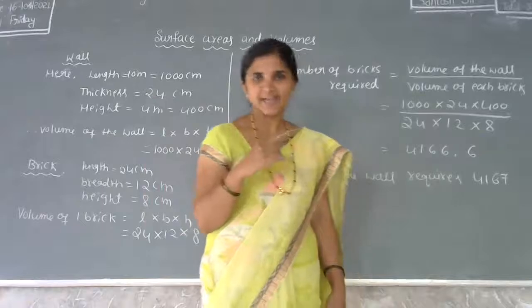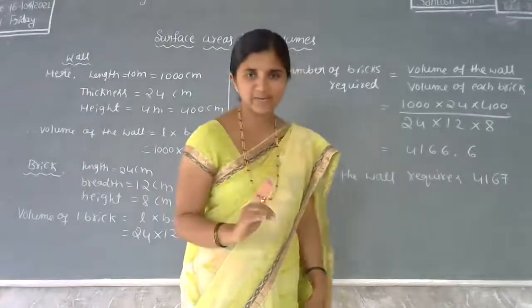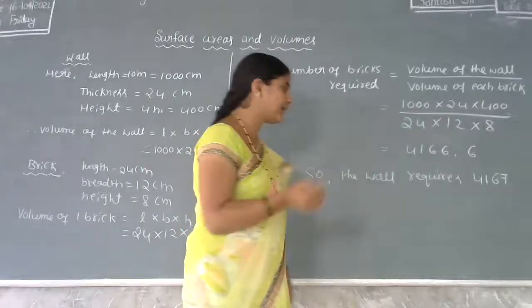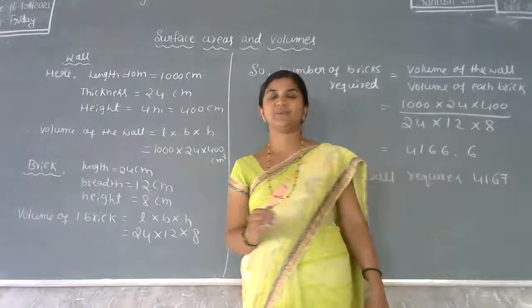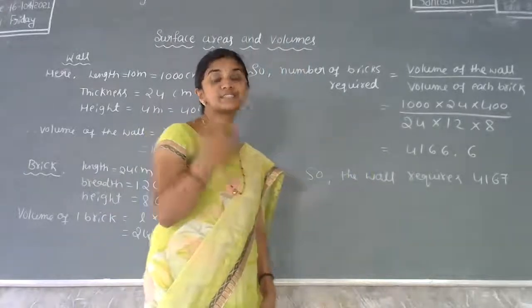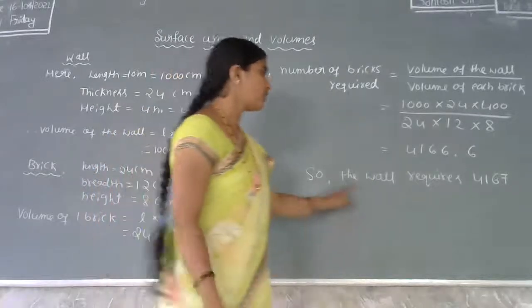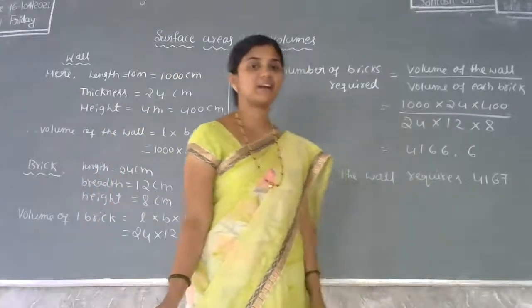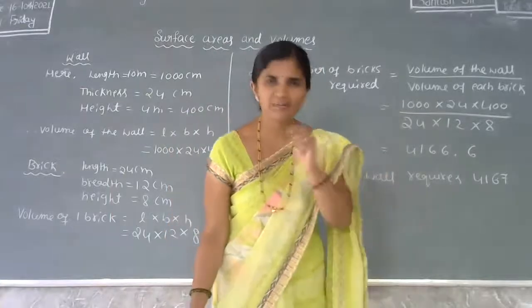Exactly 4166.6, can we take only that? No. So we have to take approximately 4167 bricks. So 4167 bricks we need to construct the wall. So the wall requires 4167 bricks. Got the idea of this problem? A very simple question.